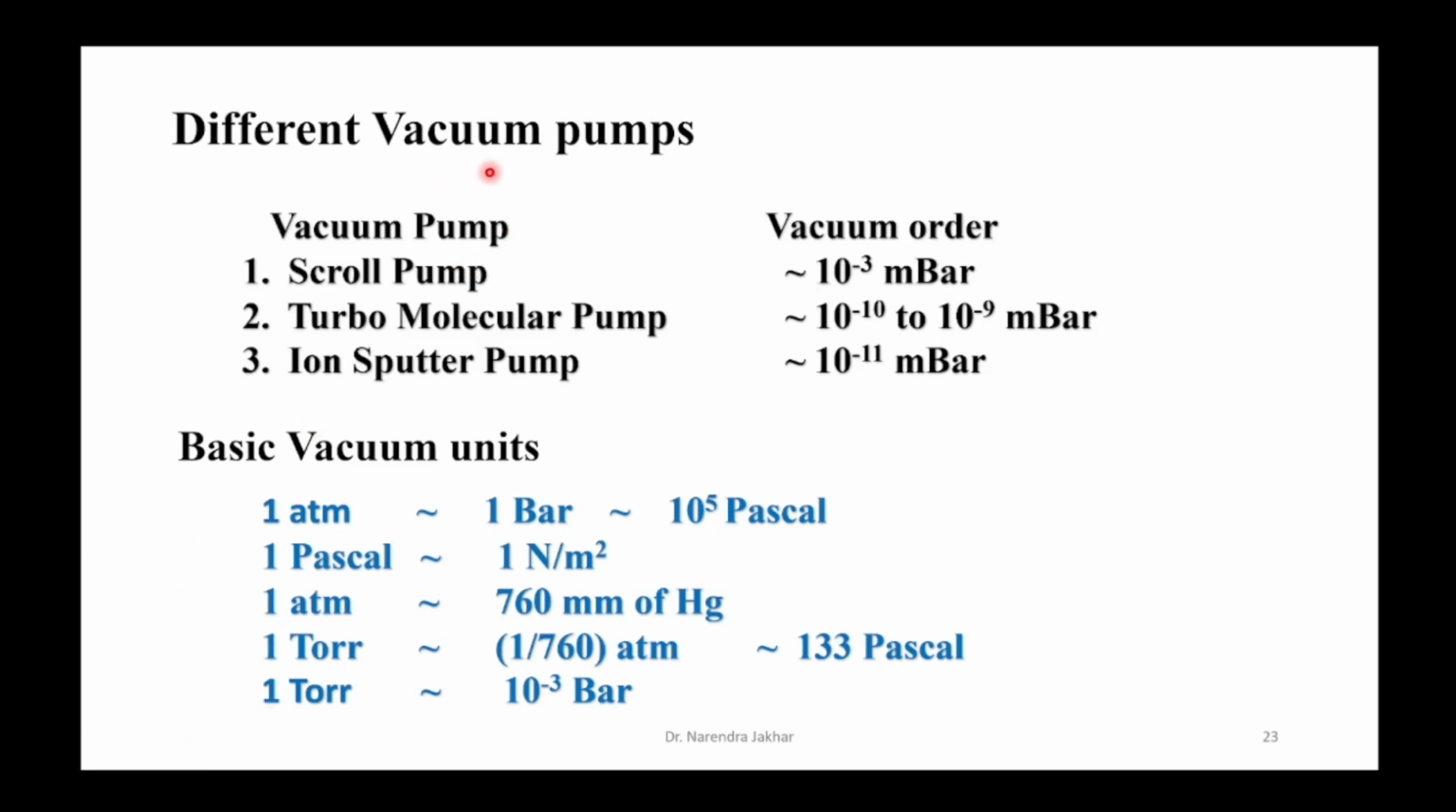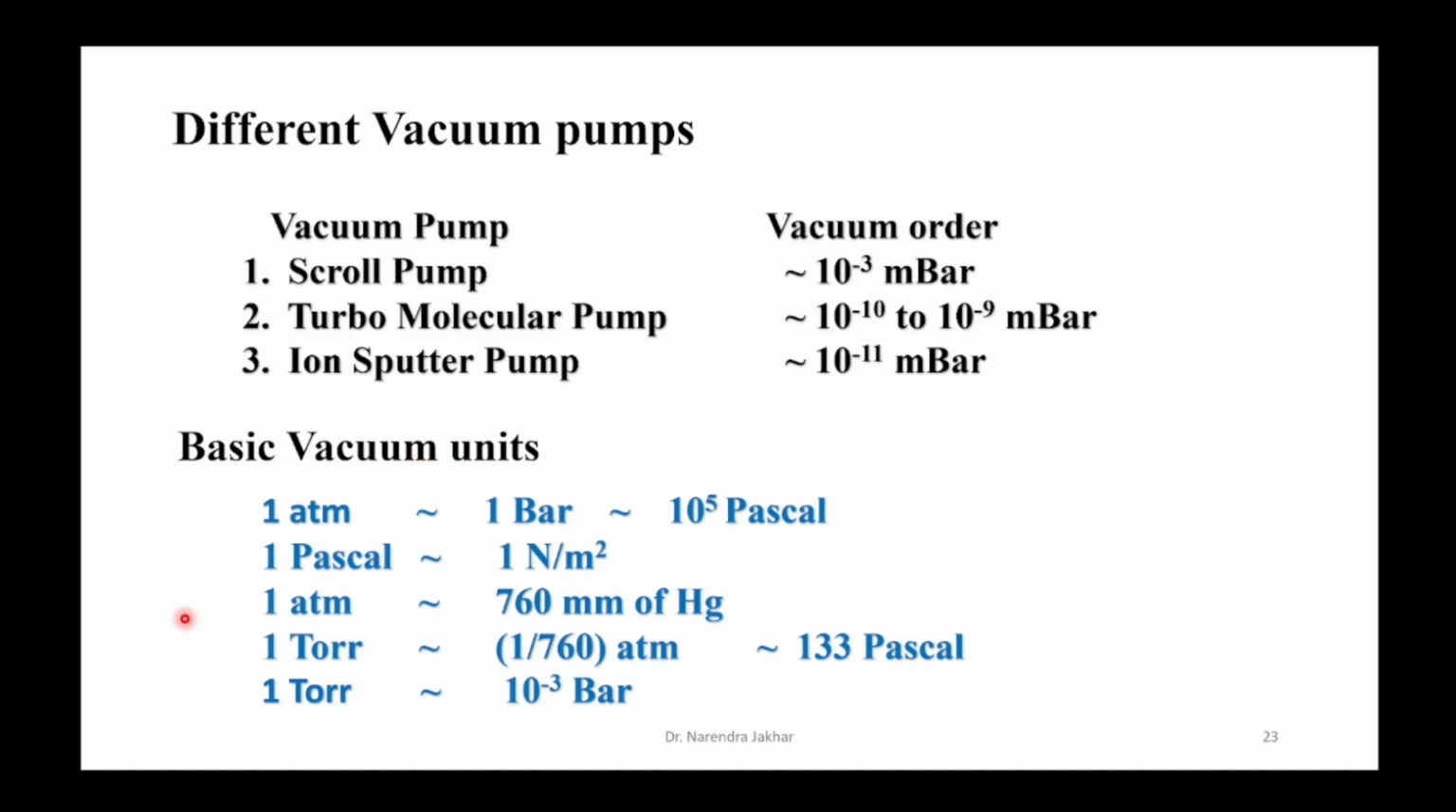Okay, for comparison purposes, how can we achieve this ultra high vacuum? Here I have listed the three different types of pumps used in usual XPS systems, and the vacuum order obtained by them. The scroll pump will take us to 10 to the power minus 3 millibar, then the turbomolecular pump, TMP, will lead us to 10 to the power minus 11 to 10 to the power minus 9 millibar, and the ion sputter pump leads us to 10 to the power minus 11 millibar. So these are the different assemblies which provide the ultra high vacuum, and the basic vacuum units.